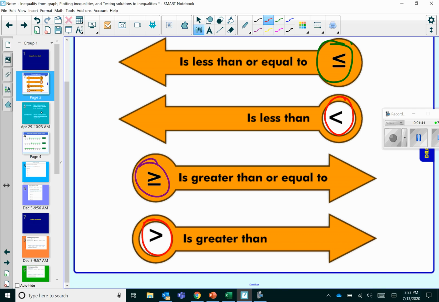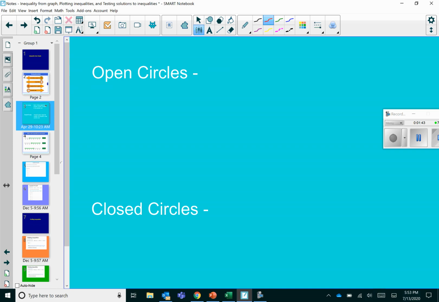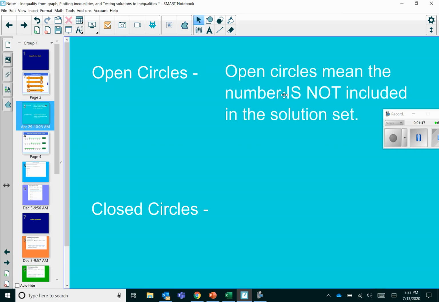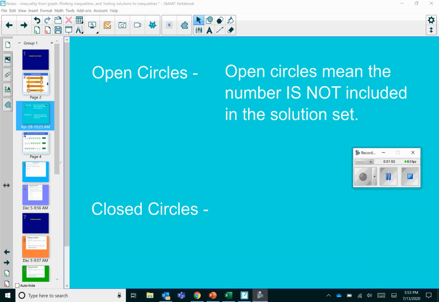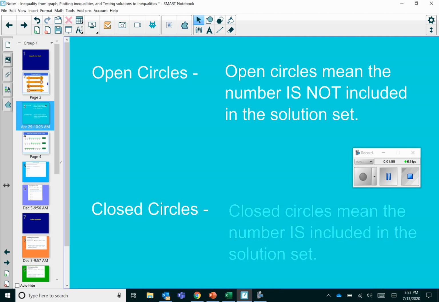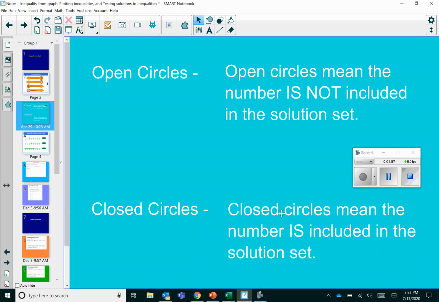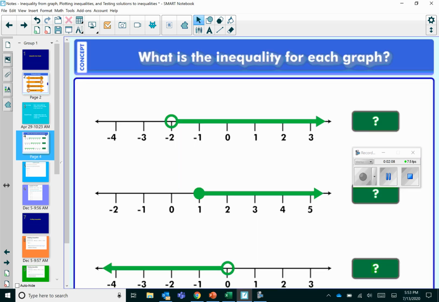So let's talk about these open and closed circles. What does it mean when you have an open circle? Well, basically an open circle means that the number is not included in the solution set. And likewise, if you have a closed circle, it means that number is included in the solution set. So let's do some problems so that you can understand what exactly I mean by being included or not included in the solution set.